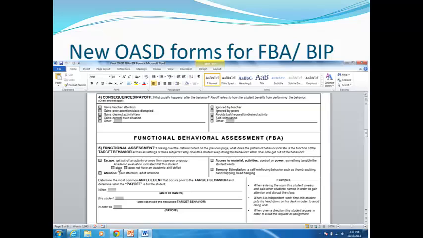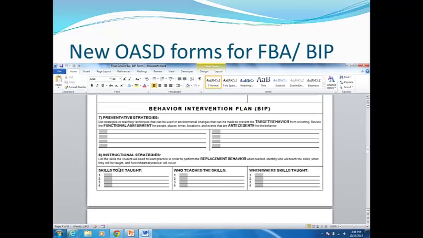The second page of the FBA form looks at the consequences of the behavior. After identifying the consequences, a behavioral statement can be made that addresses the function of the behavior. Once the function is identified, the form moves into the BIP. The BIP begins with a place to enter preventative strategies for the target behavior and then moves into instructional strategies that aim at reteaching replacement behaviors.